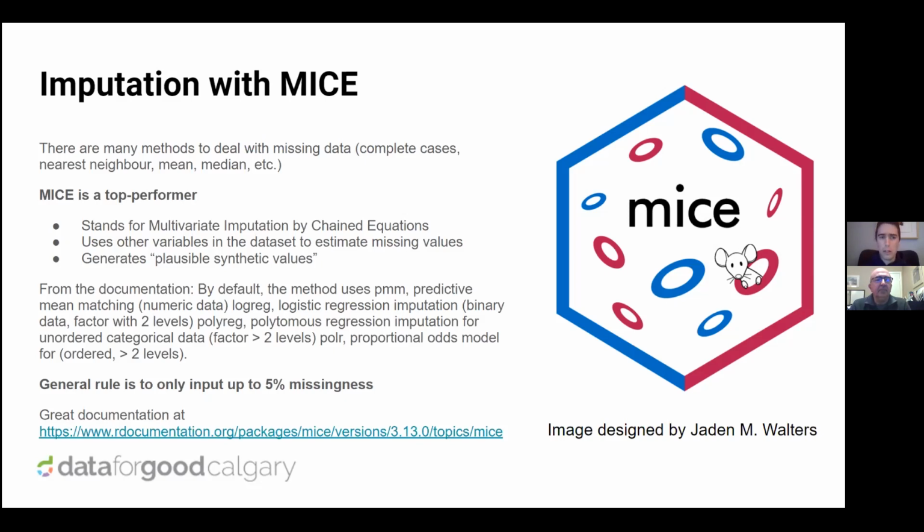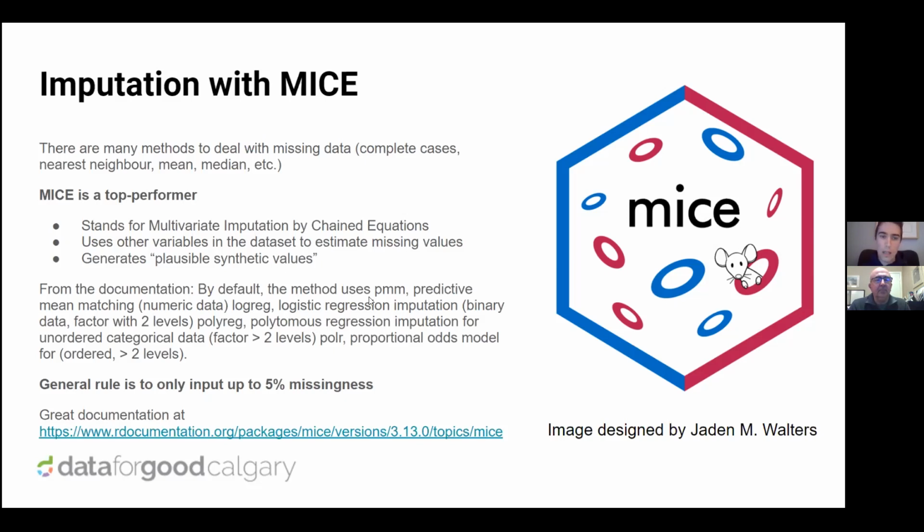So basically what you're doing is you're taking all of the other variables in your data set, or some number of the other variables, not usually all of them, and you're using that to estimate your missing values. It generates what they call plausible synthetic values. So you're thinking, if I don't know the age of my respondent, can I estimate their age based on the way that they've responded to all of the other questions in my survey, or as close to all of the other questions as I can.